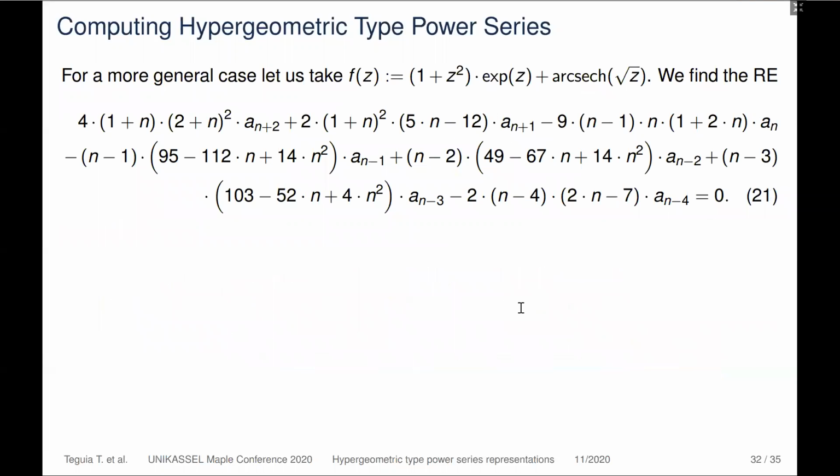Let's just consider a more general example. Here we have f of z as 1 plus z squared times exponential of z plus arc secant of square root of z. Here the square root will involve some Poisson numbers. We have this recurrence equation here.